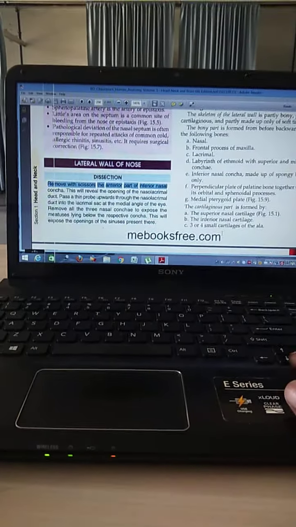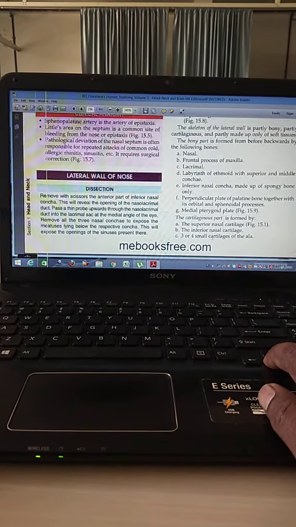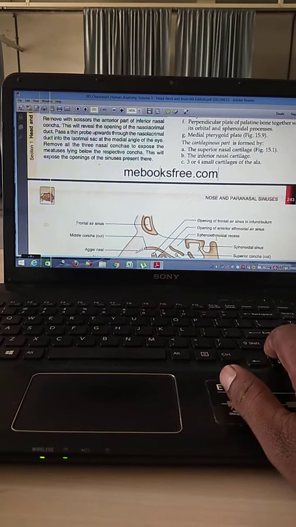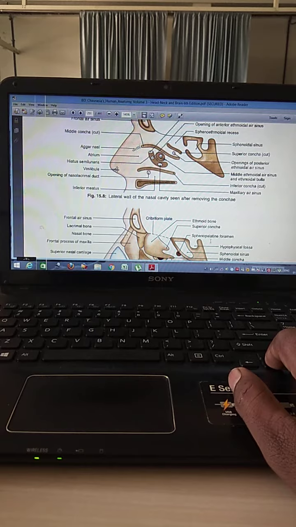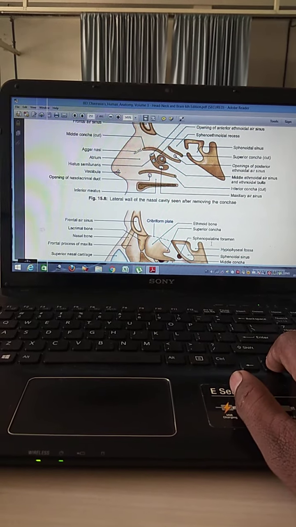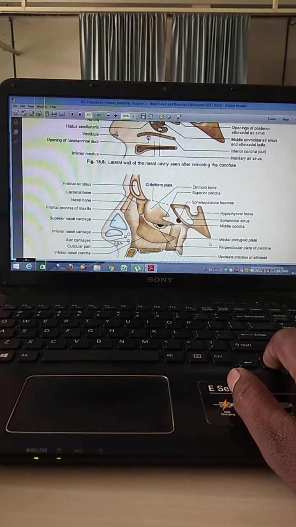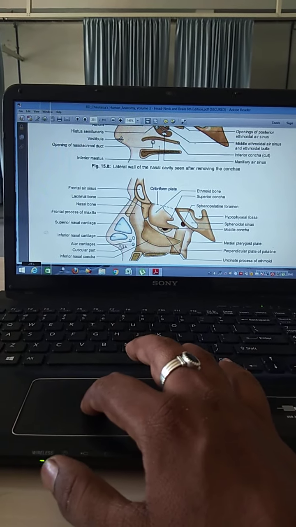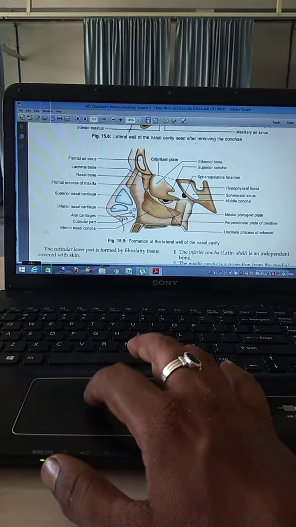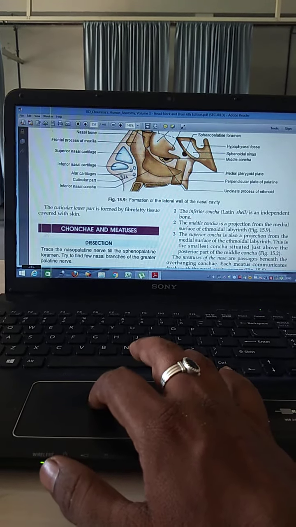Then the figure shows the lateral wall of the nasal cavity left after the removal of the conchae. And another figure shows the formation of the lateral wall of the nasal cavity.